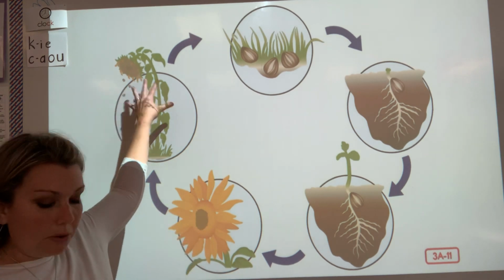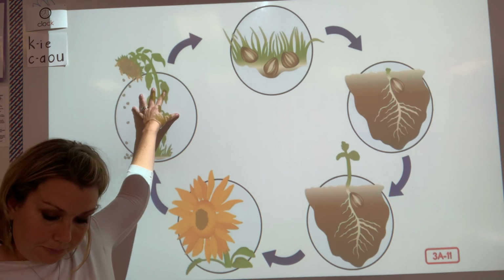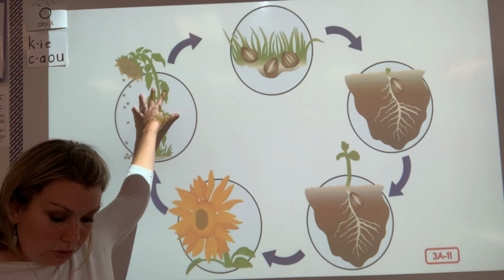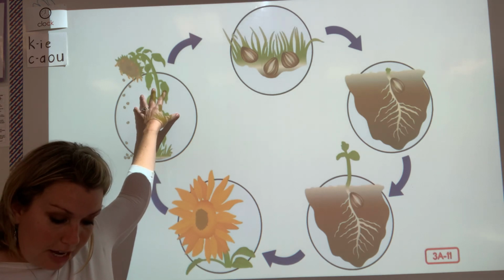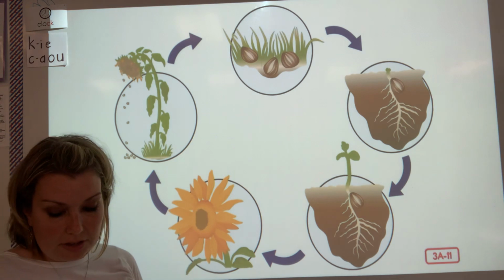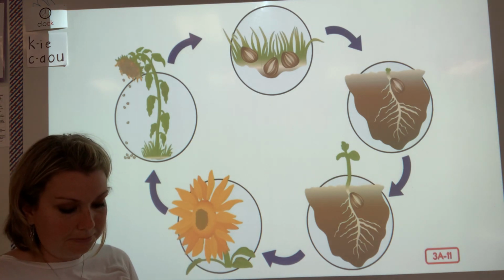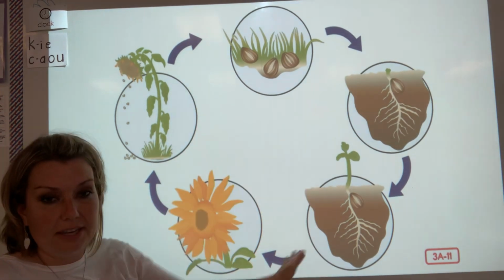When the sunflower dies and decays, it becomes the nutrients in the soil so that seeds can germinate and grow into new plants. And a new life cycle of a plant begins. And it starts all over again.